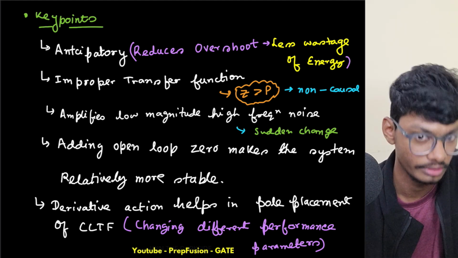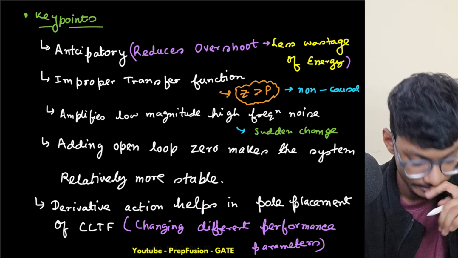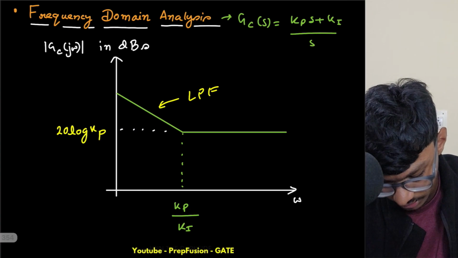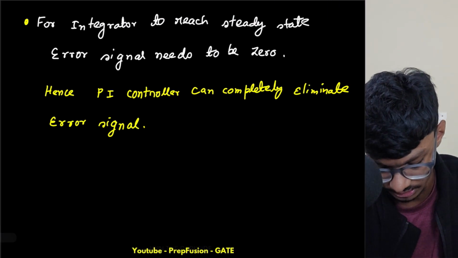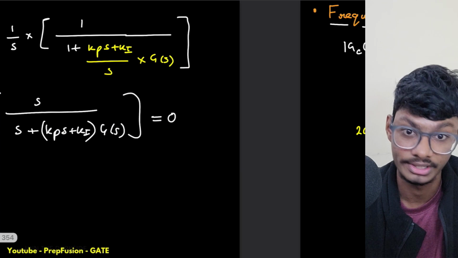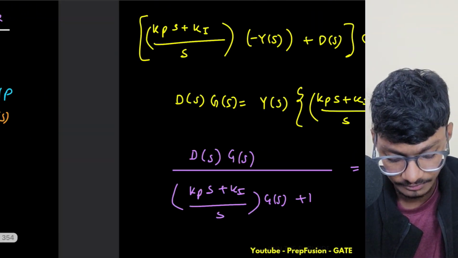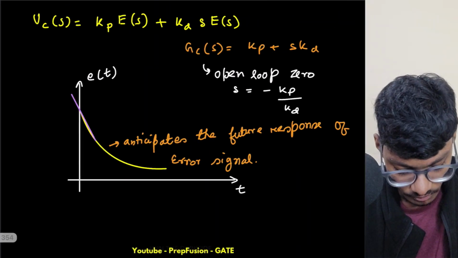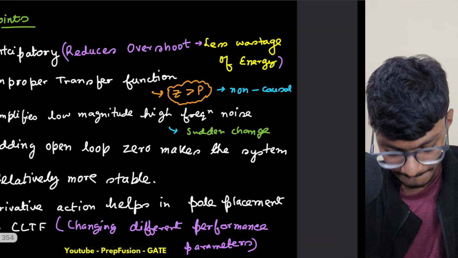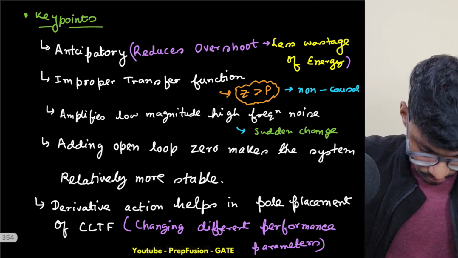So these things slowly, I hope you are keeping in mind, right? I have written it in the notes, right? That it helps in reducing the steady state error. Okay, yeah, as I mentioned, it makes the steady state error completely zero. So it reduces the steady state error, but derivative control basically helps in pole placement of CLTF. Okay, so yeah, this is what is happening.